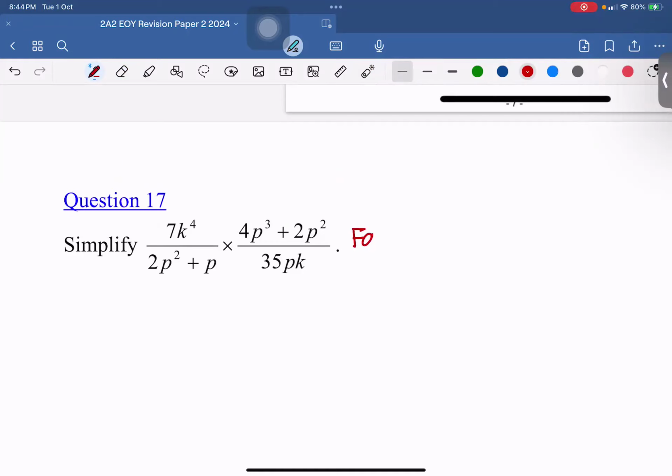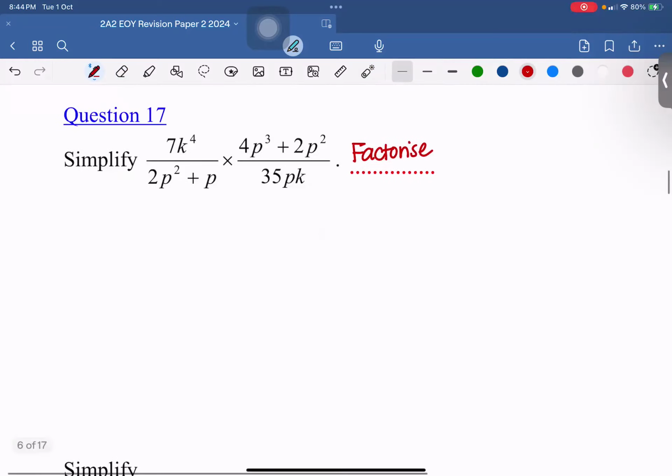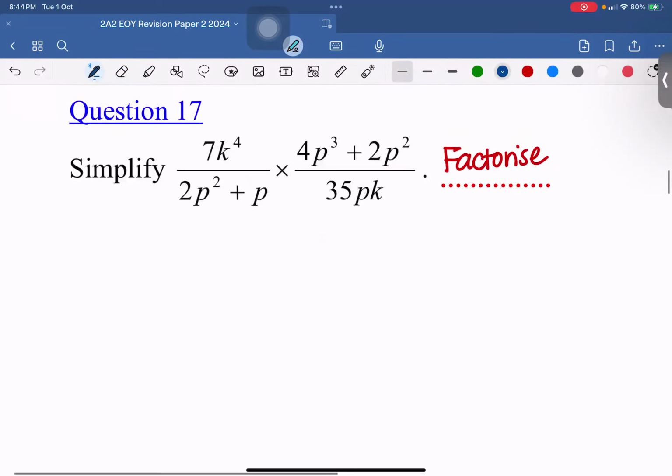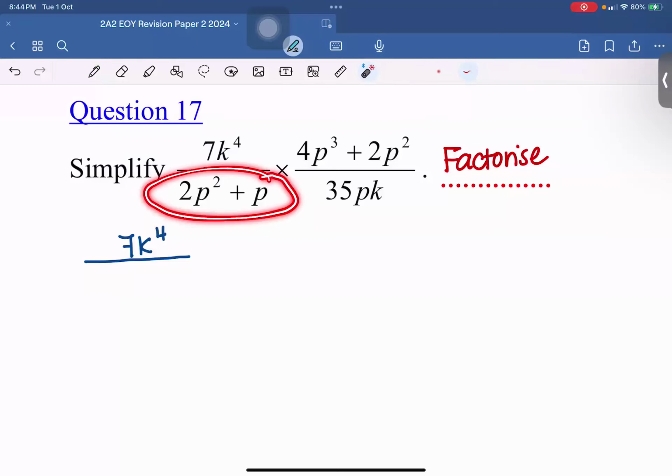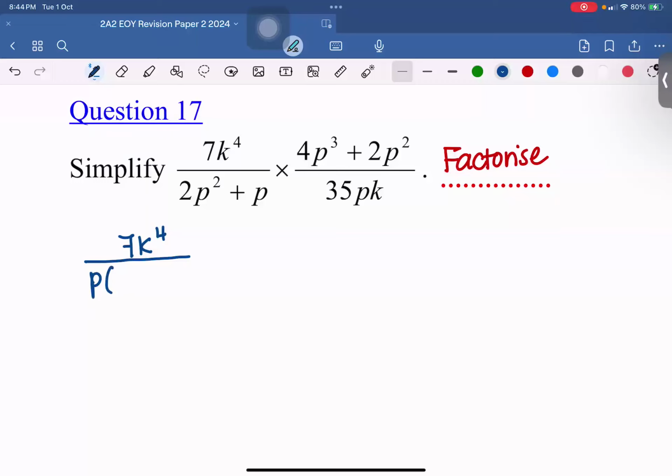Yes, you factorize. In this case, your teacher will test your factorization. You factorize them part by part. 7K4 got nothing to factorize, I keep it. Let's look at the denominator here. What's the common factor over here? 2. Are you sure 2 is the common factor? P. Then left 2P plus what? 1. Oh, so clever.